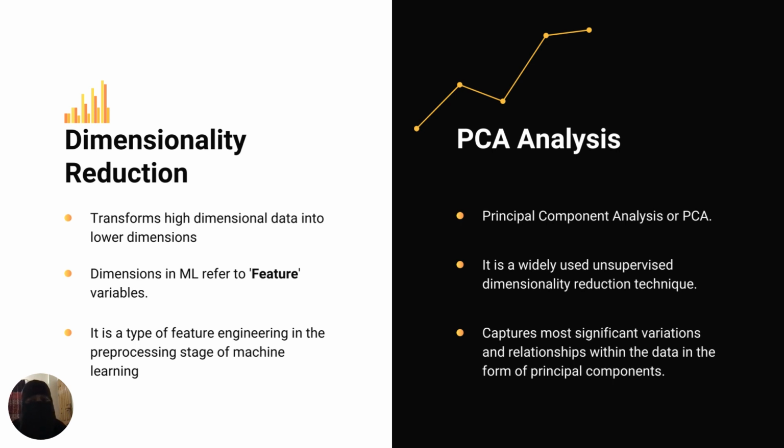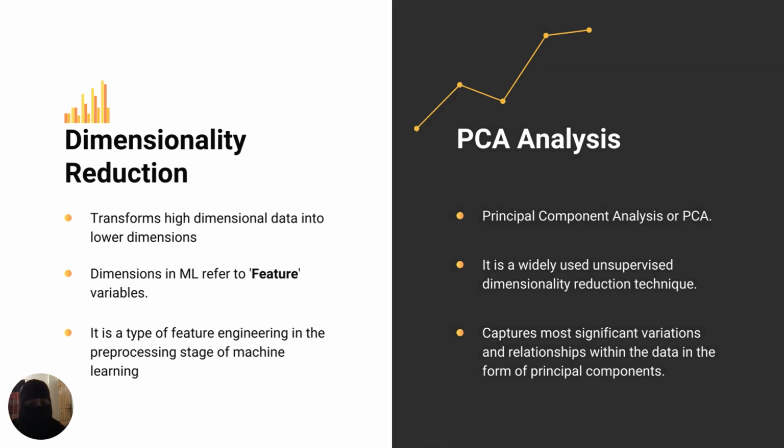On the other side, PCA, or Principal Component Analysis, is a statistical unsupervised technique that aims to transform high-dimensional data into a set of lower dimensional components called principal components. It captures the essential patterns and relationships present in the data, preserving as much information as possible.